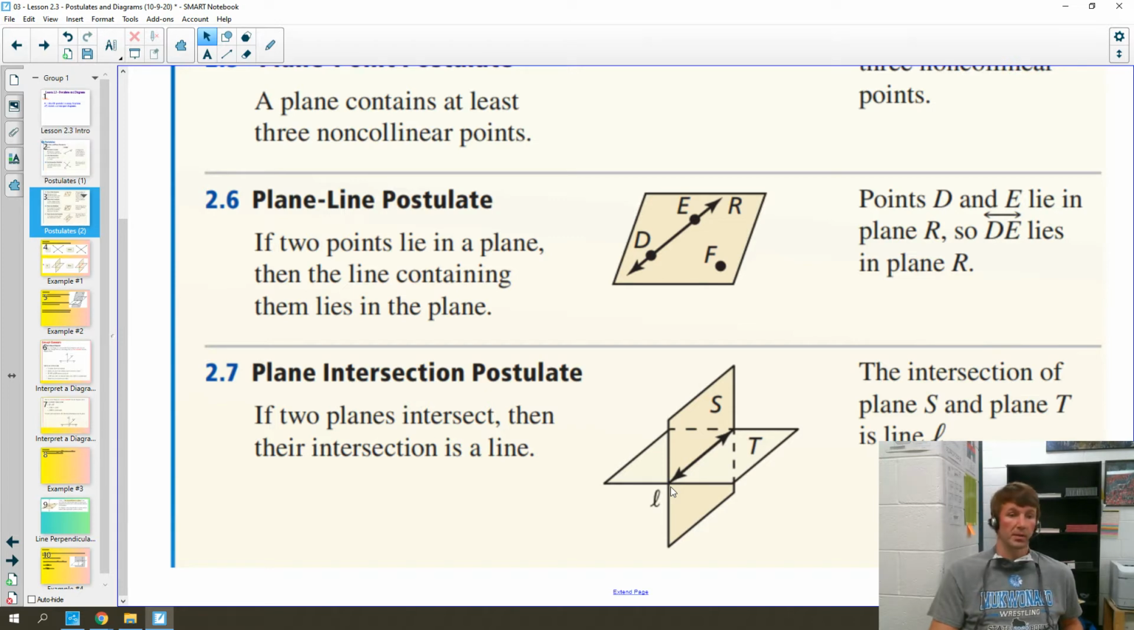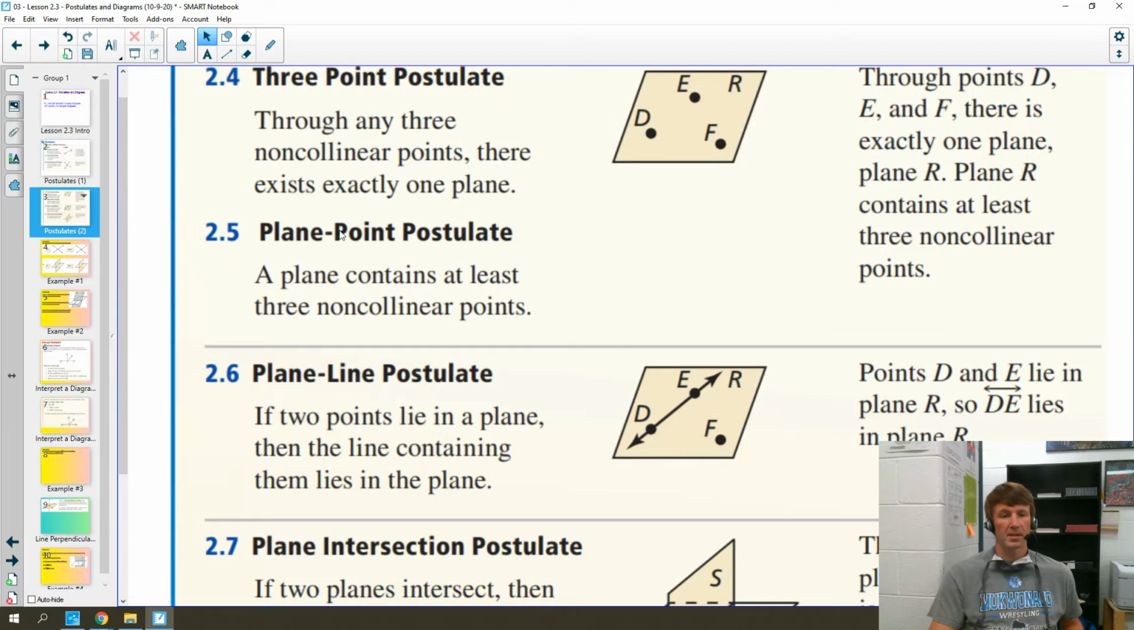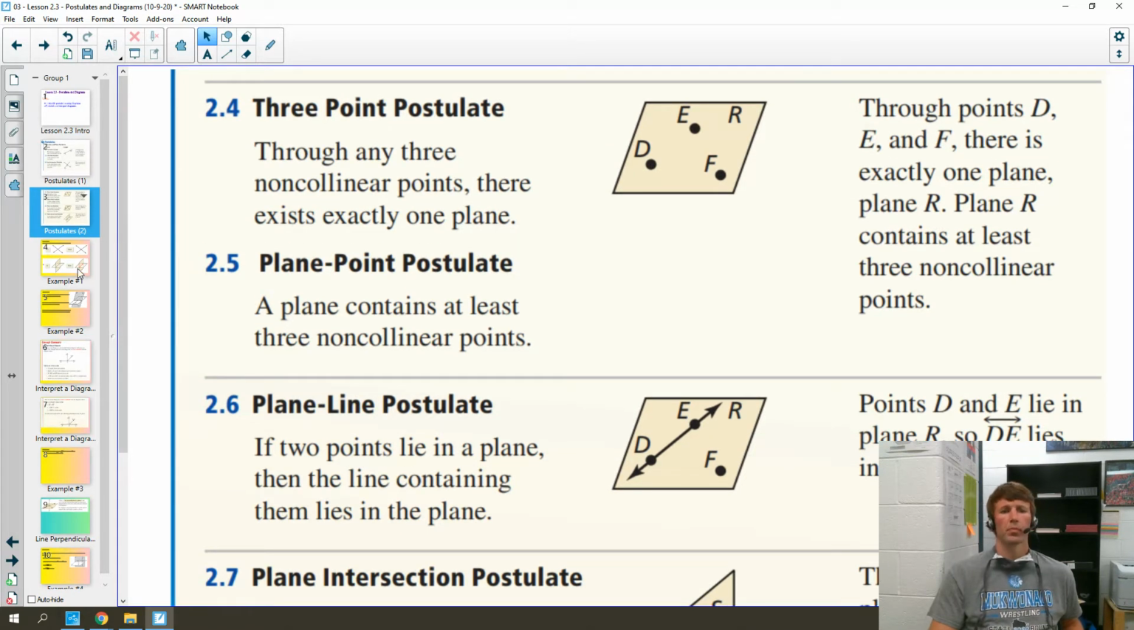All right, so what are we going to do with these? What do the questions look like that I would be asking you that involve these postulates? We don't have to memorize them by any means. So let's look at some examples of how we would use them, okay?